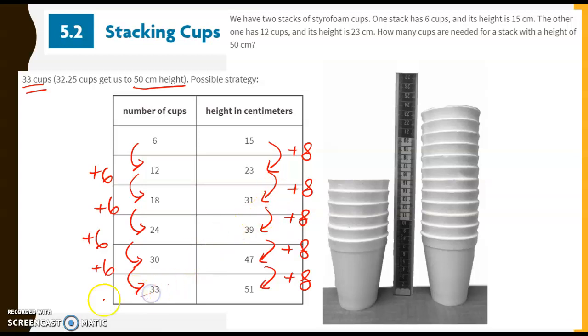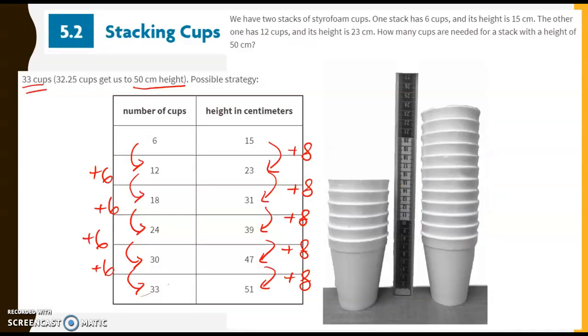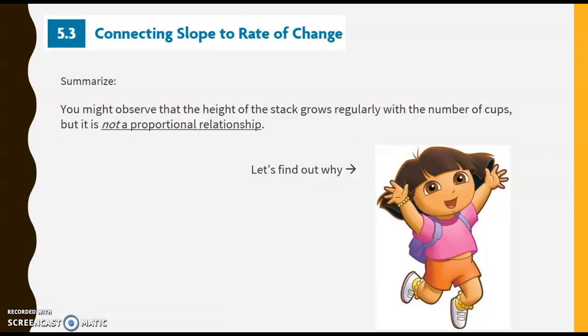All right, next page. Summarize. You might observe that the height of the stack grows regularly with the number of cups, right? Well, we know that's a pattern, which is adding 6 on the number of cups and adding 8 on the height in centimeters. We see the patterns right here. But this relationship is not a proportional relationship, okay? This is not proportional, and we're going to find out why.